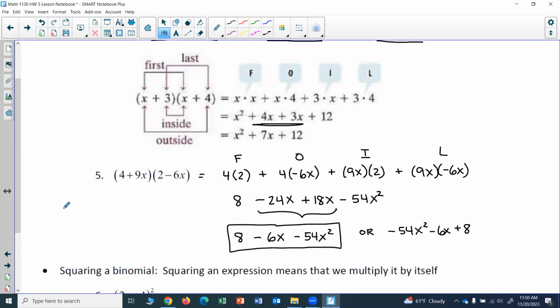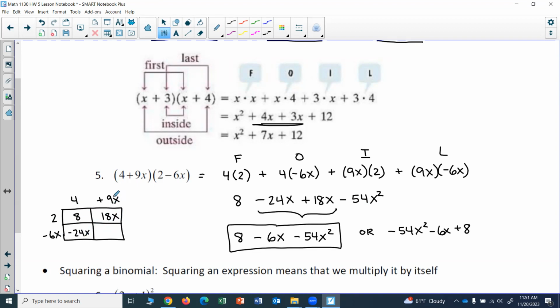Now, if you wanted to use the box method for that, that would be perfectly fine too. You would set up a 2x2 box. Along the top, you would put your 4 plus 9x. And along the left side, you would put 2 and then minus 6x. So in the first upper left box, you'd get 8. Upper right box, you'd get your 18x. The lower left box, you'd end up with your negative 24x.